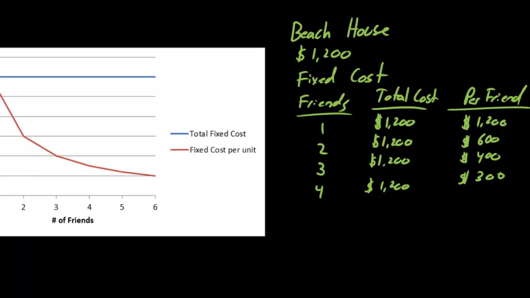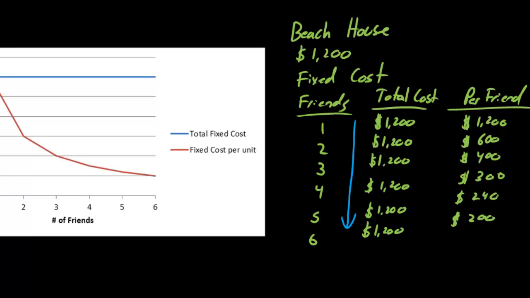And you guys are getting the idea. If we invite 5 people, cram 5 people into this beach house, the total cost is $1,200 still, but it's only $240 per person. And if we decide to cram 6 people into the house, still the total cost of the trip is $1,200, but now it's only $200 per person or per friend or per unit. So notice something here. We define this cost as fixed because the total cost is fixed. Notice that as we increase the activity or increase the number of friends, the total cost is $1,200. It doesn't matter how many people we invite, it's $1,200 the total cost.